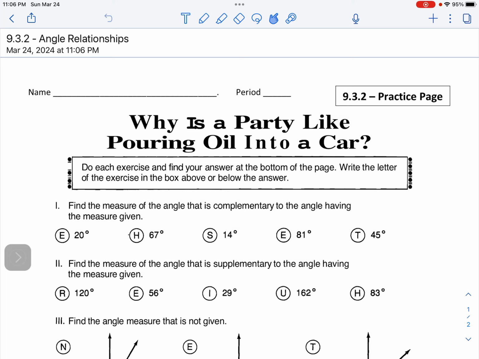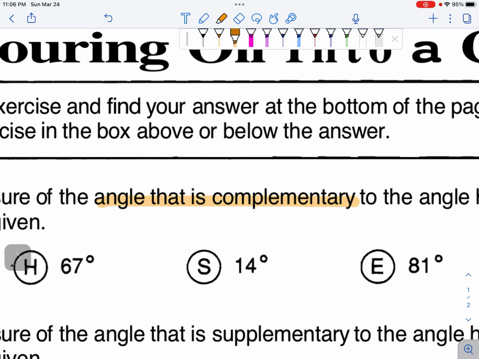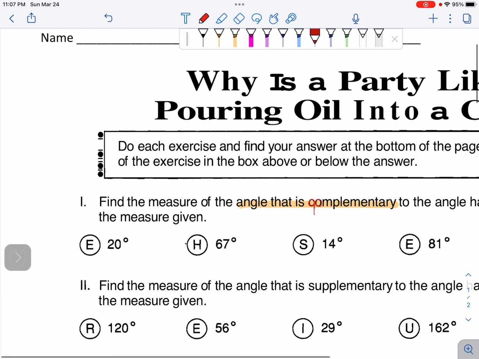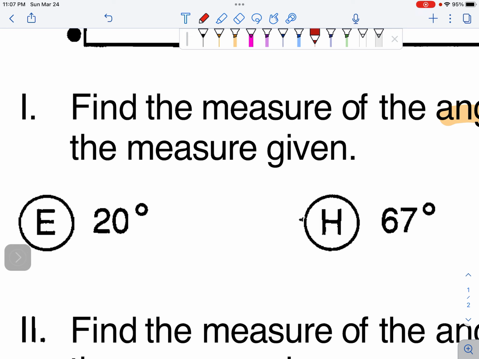Hey, sixth graders, it's practice page 9.3.2, all about complementary and supplementary angles. All right, so this first section is asking you to find the angle that is complementary. I remember from the video that the teacher traced over the C and added a line. We can kind of see the number 90 hanging out here. So if we want complementary, then we need to make a 90 degree angle.